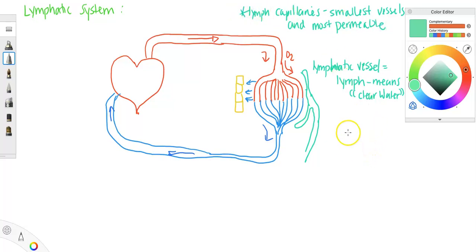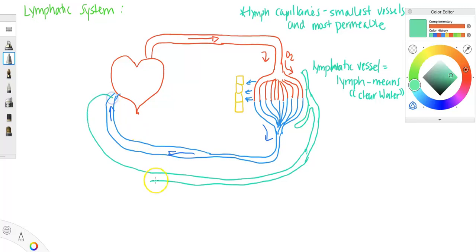Okay, so the lymph system then grabs the stuff from the capillary bed and brings it back, and it has some stops, lymph nodes and things like that, and it comes back and it dumps into the thoracic duct and right lymphatic duct.